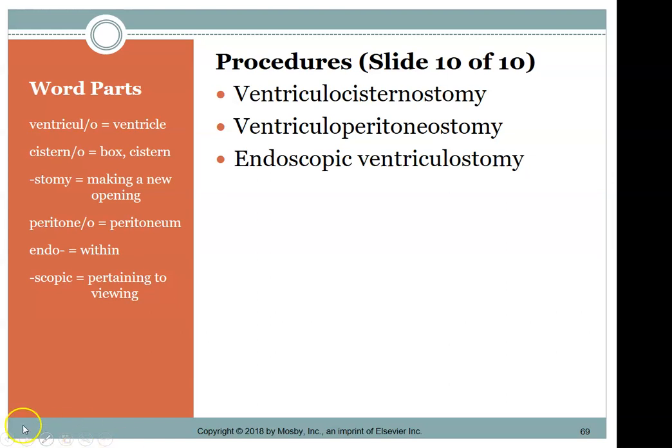And your word parts? Ventriculo is ventricle. Cisterno is box or cistern. Stomy is making a new opening. Peritoneal is the peritoneum. Endo is within. Scopic is pertaining to viewing.